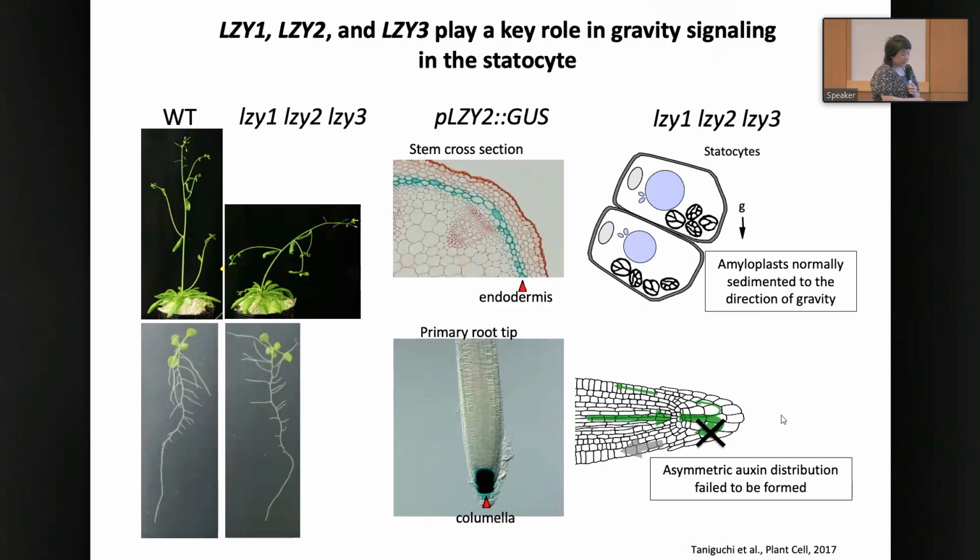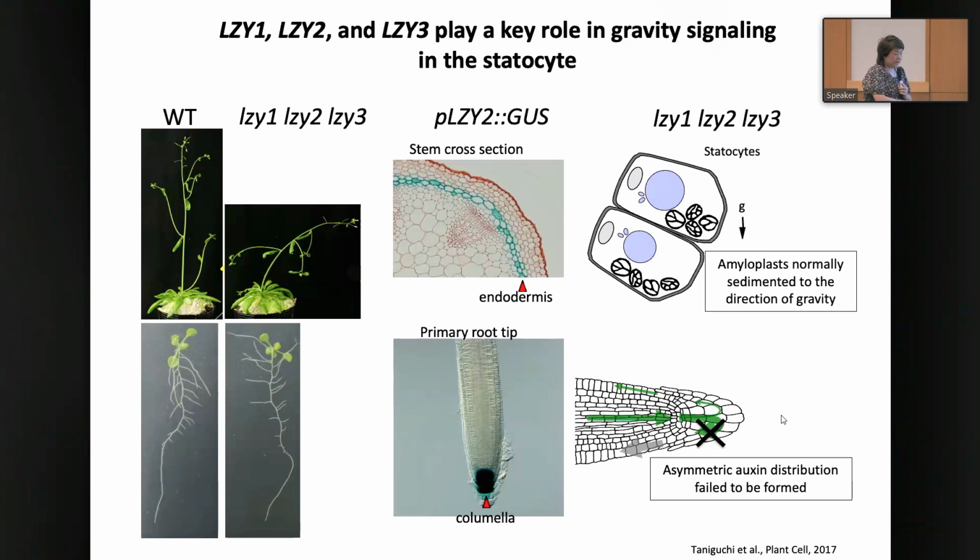The LZY triple mutant exhibited normal amyloplast sedimentation, but failed to form the asymmetric auxin distribution in the responding organ, as this phenotype was similar to that of the rice LZY mutant.